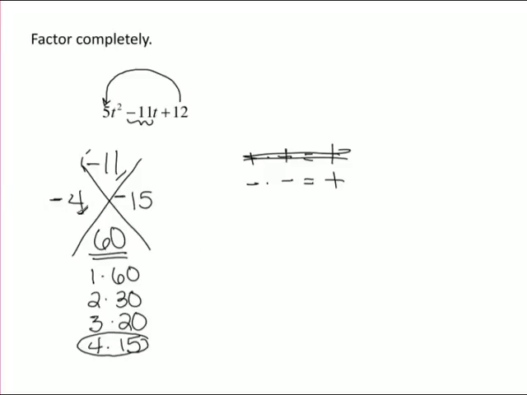So if I add negative 4 and negative 15, that's not going to give me the negative 11 that I need here at the top. So this combination is not going to work. So let's continue looking for the factors of 60. So we know 5 goes into 60 12 times, but there's no way that I can get 11 from here. And then we go on to the next one.